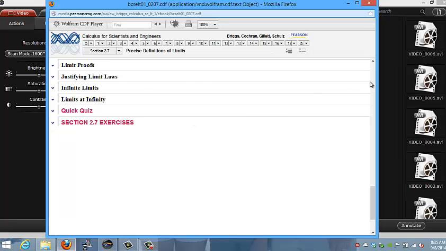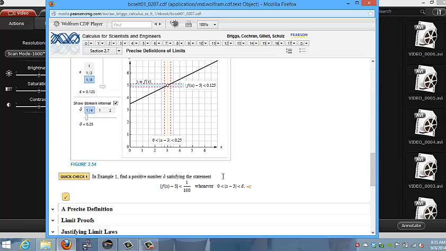All right, so quick check 1. In example 1, find a positive delta satisfying this statement. Oh, I should walk you through this. I think this is worth thinking about here. Okay? So let's go back to example 1 for a minute.